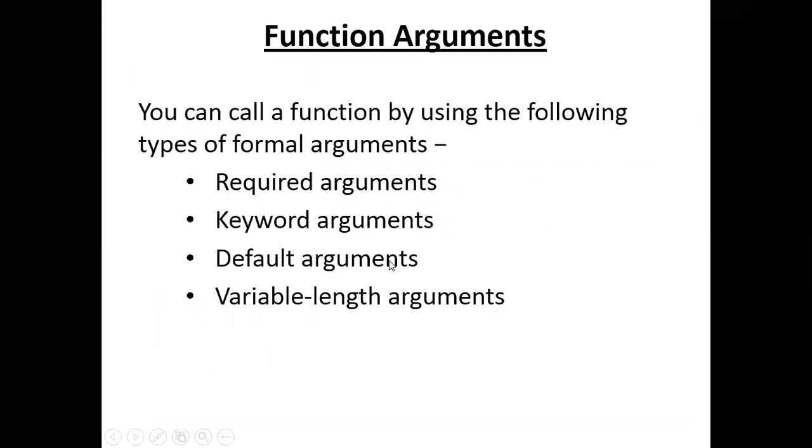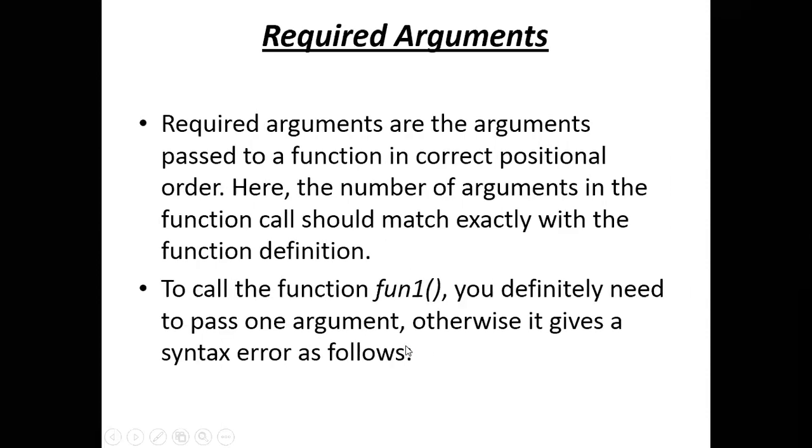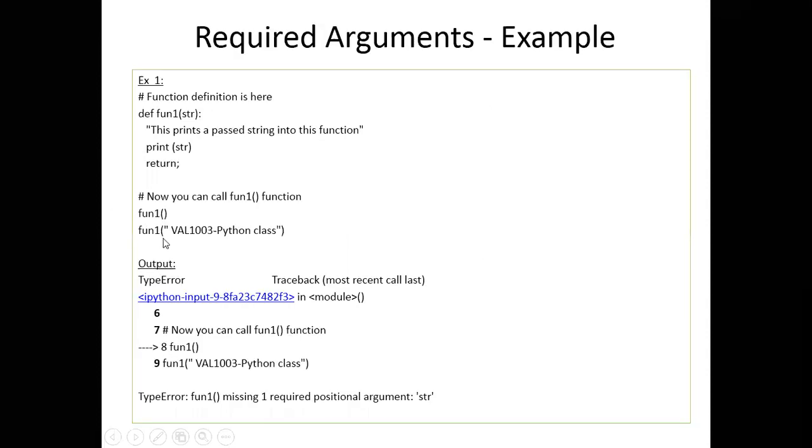And there are four types of arguments: required arguments, keyword arguments, default arguments, and variable length arguments. In required arguments, you found that there should be a matching number of parameters. That is important. There should be a matching number of parameters. So I'm just defining a function. So here, this one will get executed.